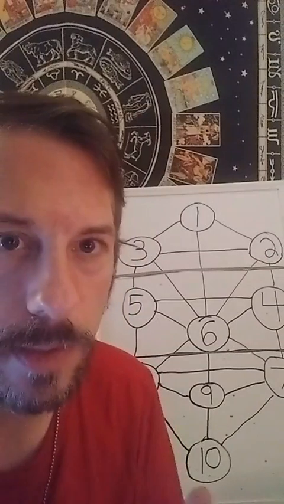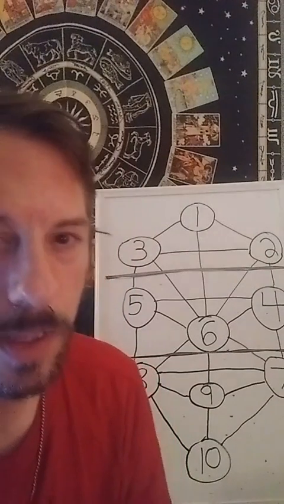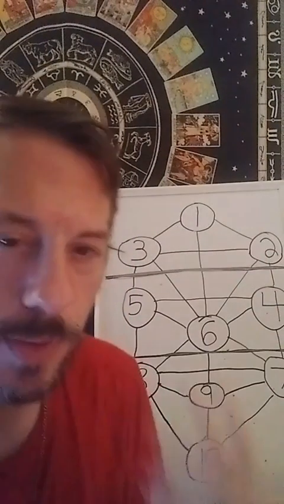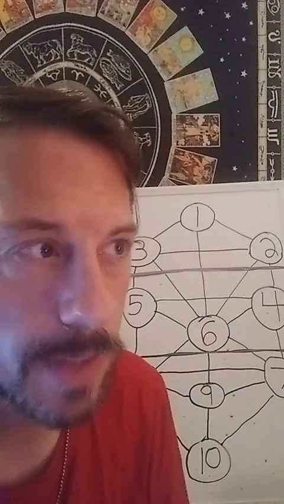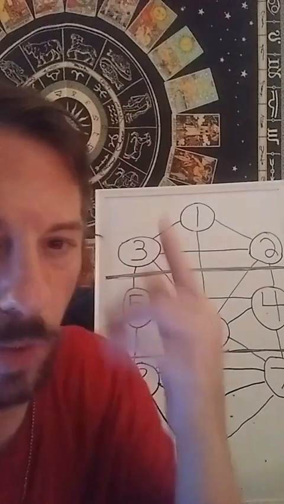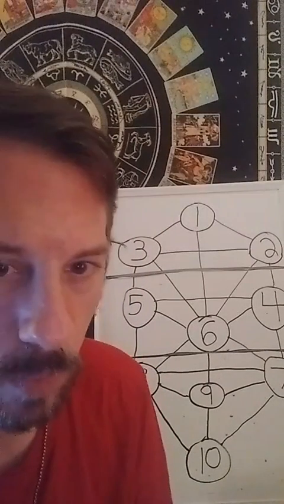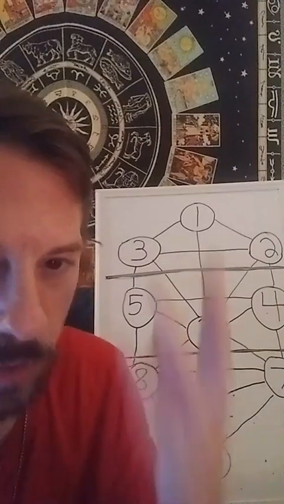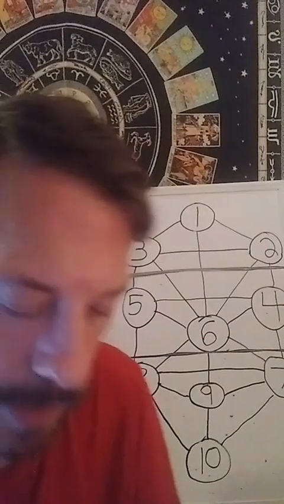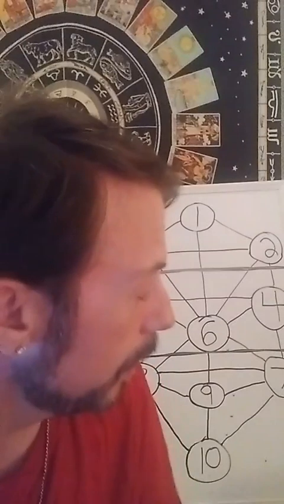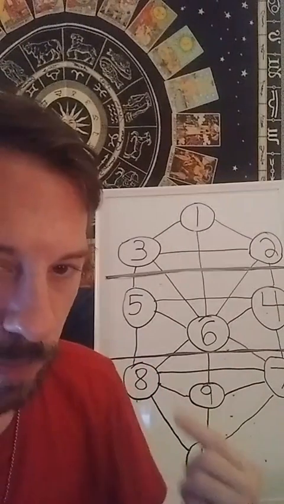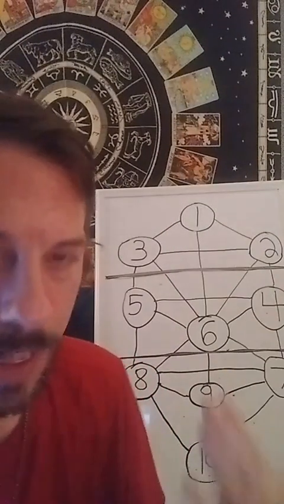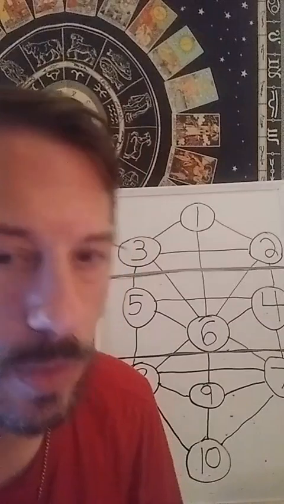Fire is wands and the world of Atziluth, 1 through 10. 1 through 10 of cups is in the world of Briah, in the element of water. 1 through 10 of swords is of air, and 1 through 10 of earth is Assiah, the material world and earth. Okay, now the 22 paths that connect these.